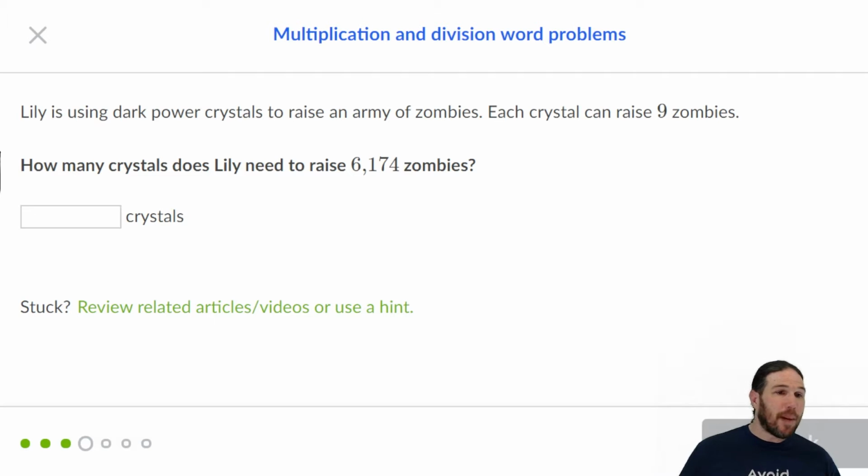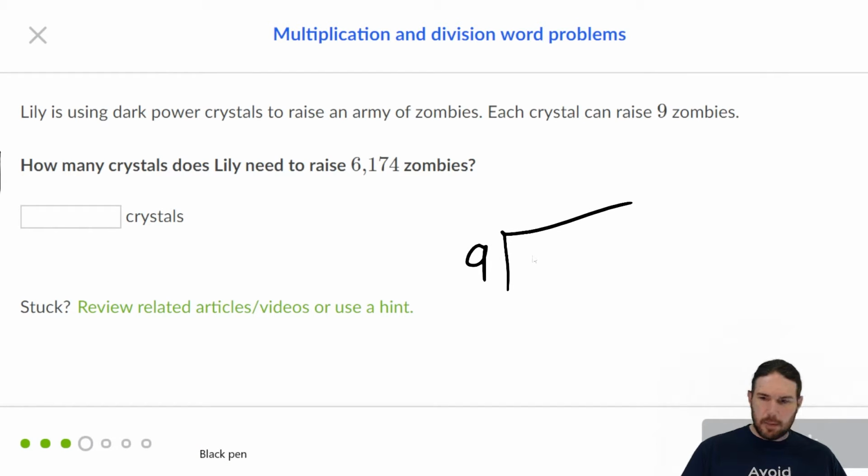Lily is using dark power crystals to raise an army of zombies. Go, Lily, live your best life. Each crystal can raise 9 zombies. How many crystals does Lily need to raise 6,174 zombies? So I guess I was wrong when I said that division would be mostly easy. I was absolutely off.